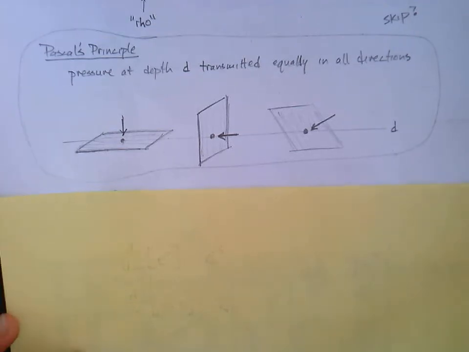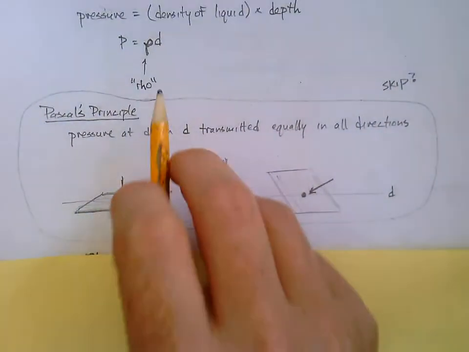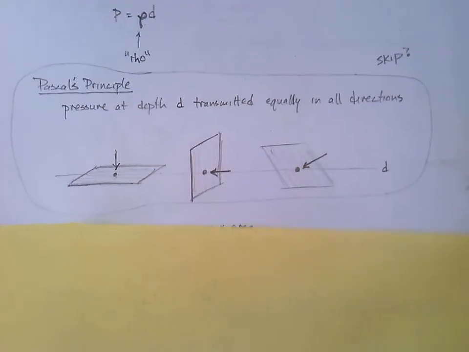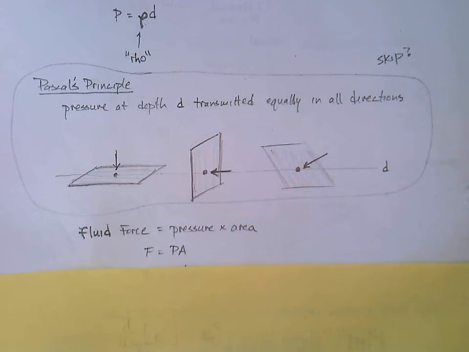Okay, so where are we going from here? Okay, so we've got our previous equation, pressure equals density times depth. And we're going to go a little bit further with that. We're going to define fluid force. Of course, that's what we're studying. So it turns out fluid force equals pressure times area.